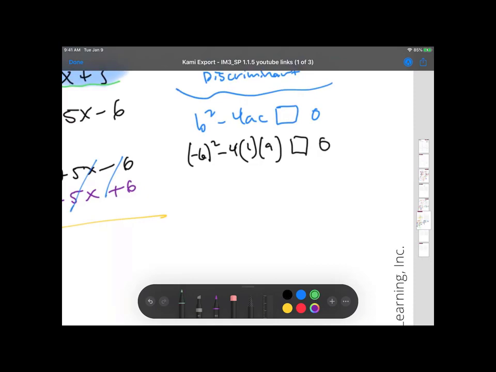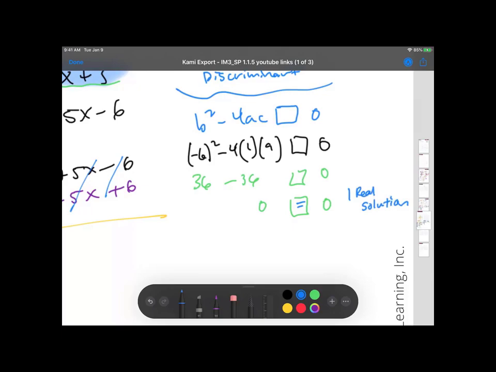And that's negative 6 times negative 6 is 36. Negative 4 times 1 times 9 is negative 36. So positive 36 minus 36 is 0. So what inequality can we write in there? The answer is that it's equals. What happens if they're equals? That means there is one real solution.